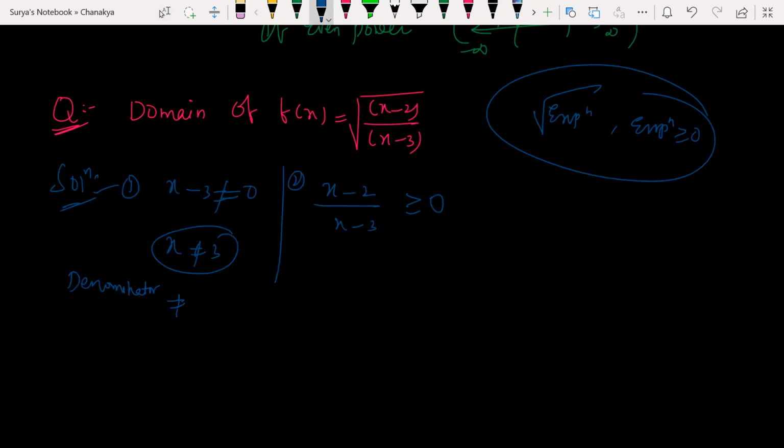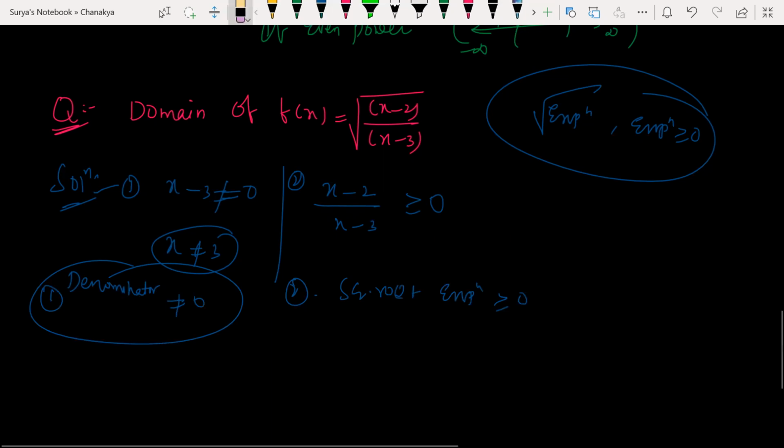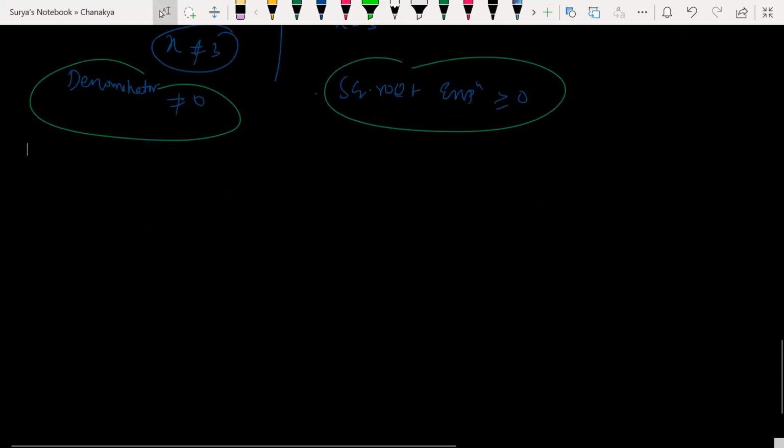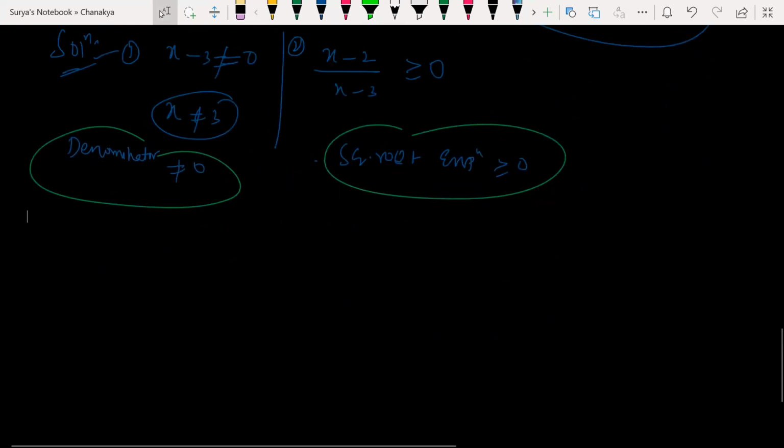So the denominator should not be equal to 0. That is rule number 1. And what is rule number 2? The expression inside the square root should be greater than or equal to 0. Yes or no? Whatever is inside the square root should be greater than or equal to 0 here. Yes, sir. So that is what I have applied here. Now tell me, what is your domain going to be?